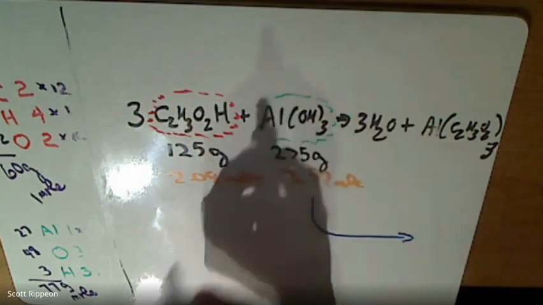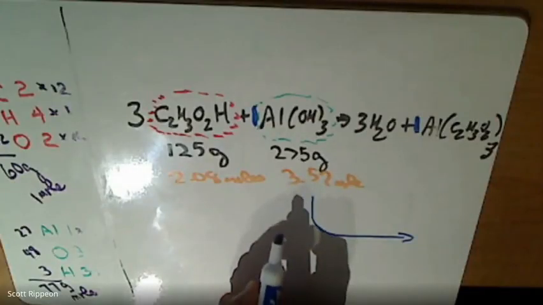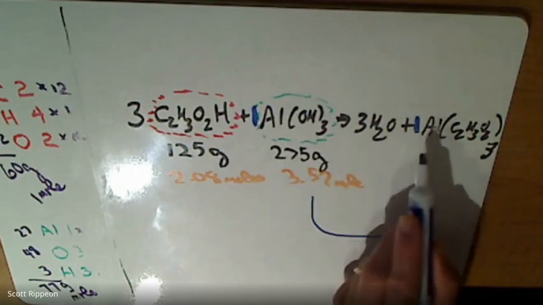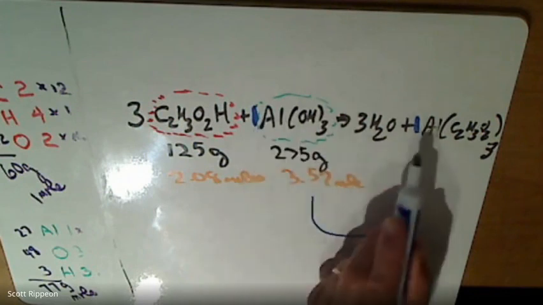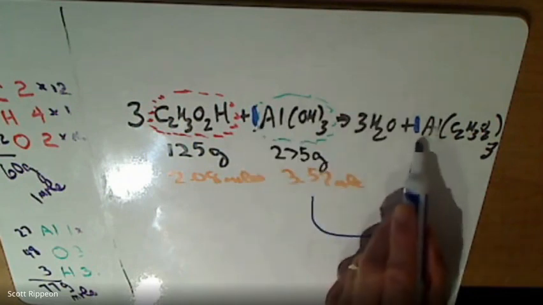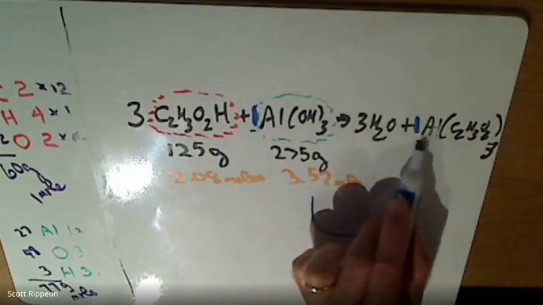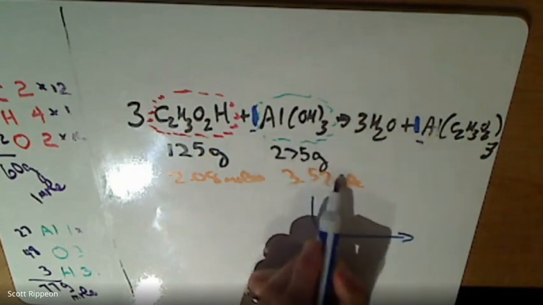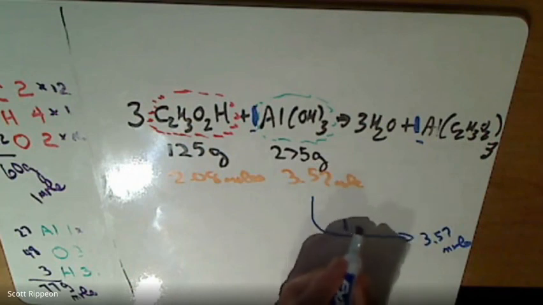Well, what's the ratio? This is where the equation comes in. I look up here and there's one of these, one of these. So if I have 1 of these, I can make 1 of these. If I have 5 of these, I can make 5 of these. If I have 7 of these, I'll make 7 of those, right? So if I have 3.57 moles of this, I can make 3.57 moles. It's 1 of that aluminum acetate to 1 of the aluminum hydroxide.